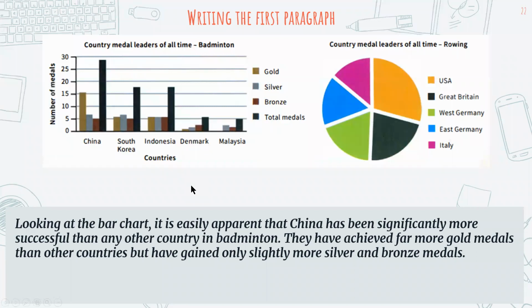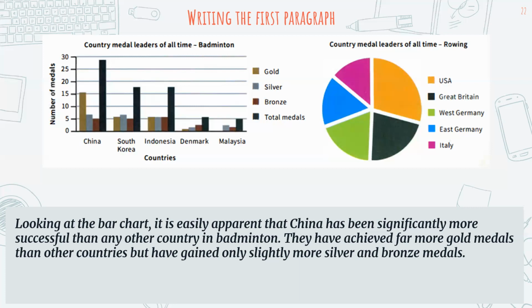Now let's talk about the first paragraph. What are the most important key features you are going to report? Obviously we are going to talk about the bar chart first. So what are the most important features you are going to discuss? Looking at the bar chart, it's easily, of course, this is a cohesive device. Looking at the bar chart, it's easily apparent that China has been significantly more successful than any other country in badminton. Here, I didn't use obviously, I said easily apparent. They have achieved far more gold medals than other countries, but have gained only slightly more silver and bronze medals. So these are the most important key features.